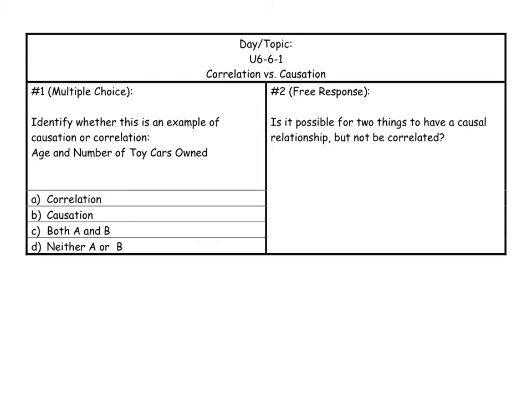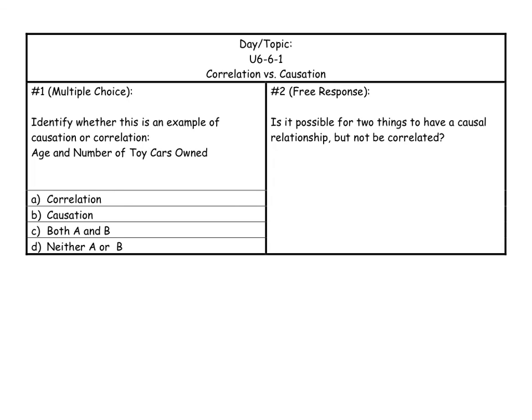So finally, multiple choice question 1. Identify whether this is an example of causation or correlation. The age and the number of toy cars owned. So, does your age determine how many toy cars you own? Is there a correlation? Does your age cause you to own more or less toy cars? Is it both correlation and causation, or neither A and B? But if you choose B, it has to be A as well.